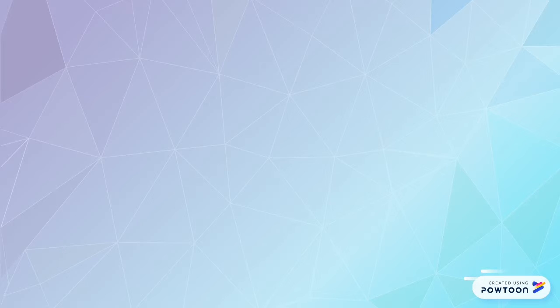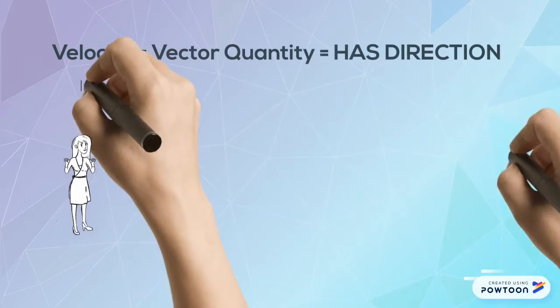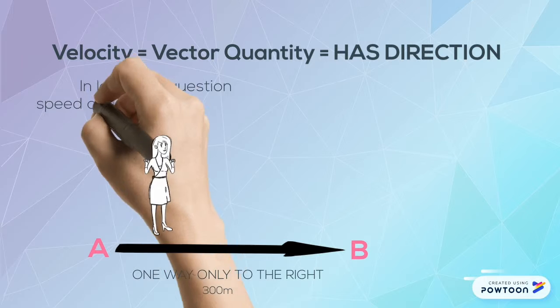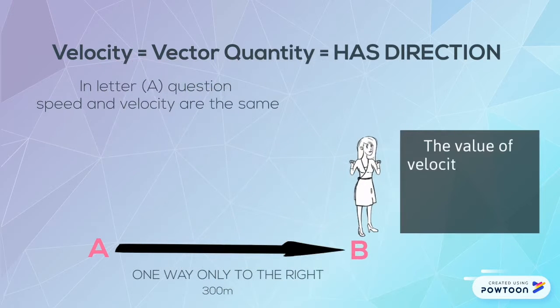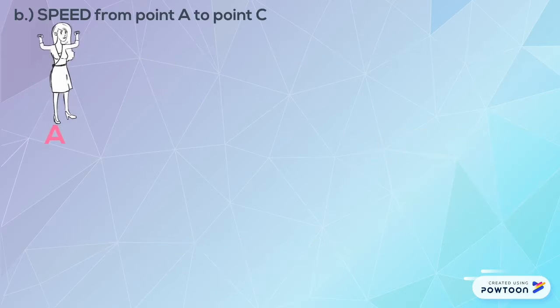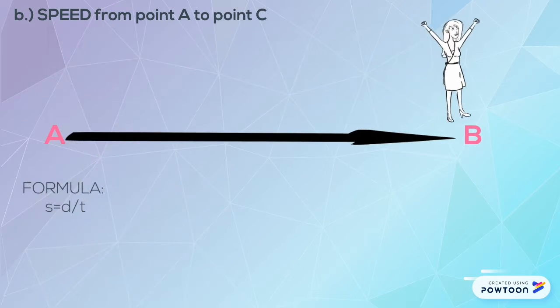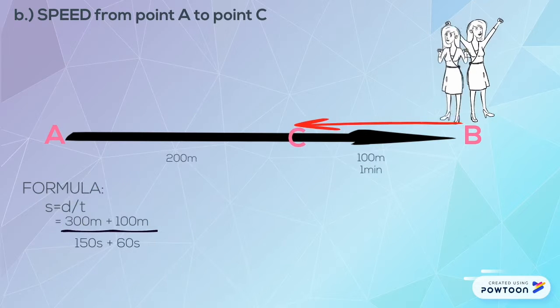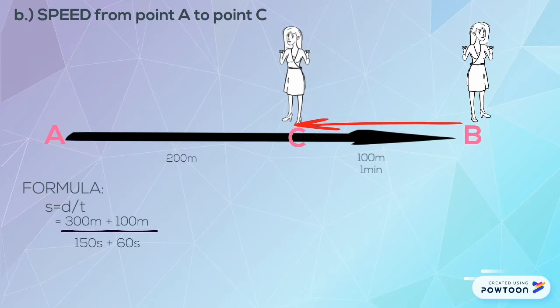Just like what I told you earlier, velocity is a vector quantity. It has a direction. Since in letter A the direction is only one way, from point A to point B, the value of that velocity will only change if there's a change in direction. Let's solve letter B. Let's first solve for speed. Speed is equal to distance over time: 300 meters plus 100 meters, because the jogger turns around and jogs 100 meters back toward point C. The speed doesn't mind the direction. And the answer here is 1.90 meters per second.